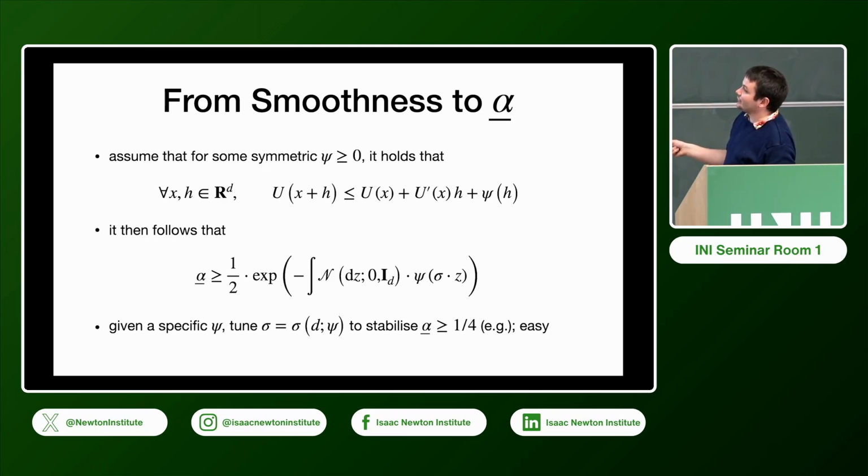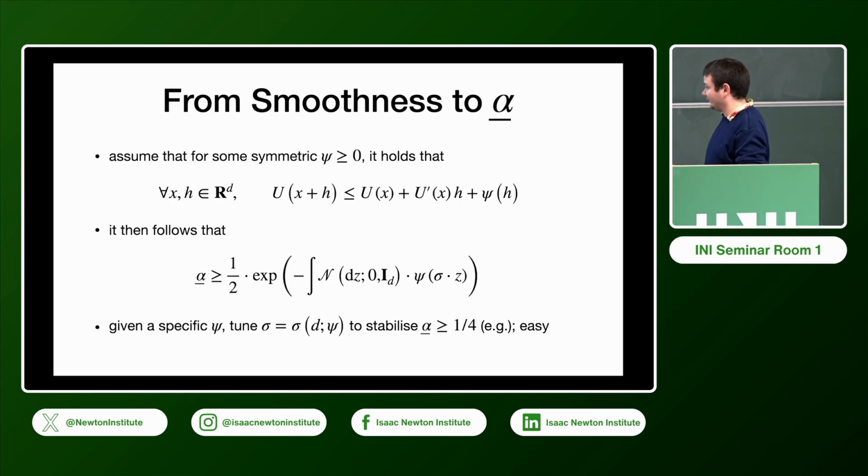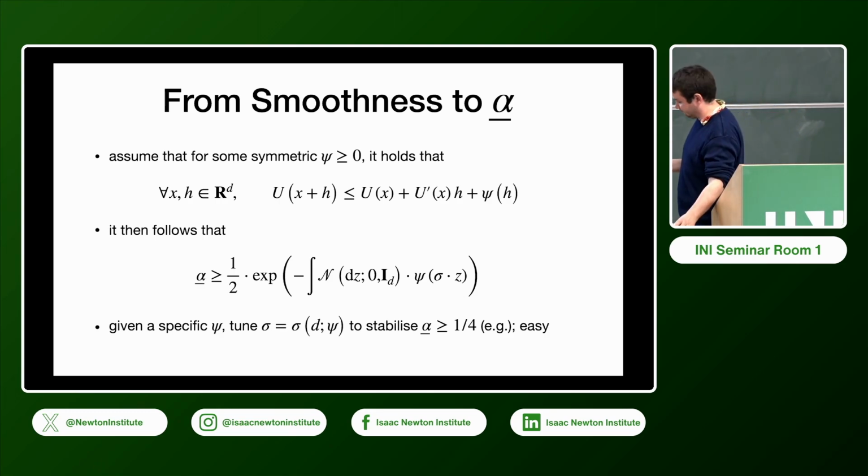Under only this assumption, you can lower bound the acceptance rate uniformly in x by half times the exponential of this negative Gaussian expectation. For the type of psi you would see in practice, this is something you can evaluate very explicitly. Once you have this expression, you pick a specific sigma, which should depend a little bit on the dimension and this specific psi, to stabilize this quantity as being at least a quarter, let's say, but certainly away from zero. And the point is that this is very easy in practice. For the specific psi's that you would work with, that's an explicit computation you can give to anyone.